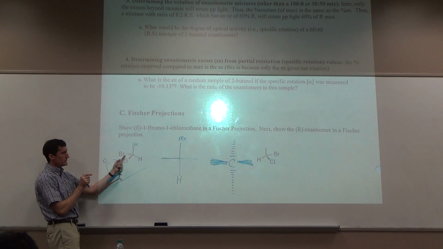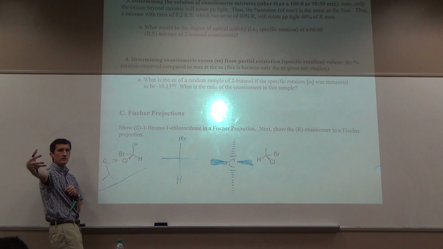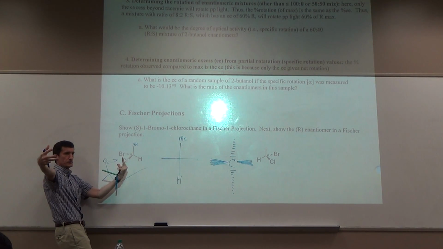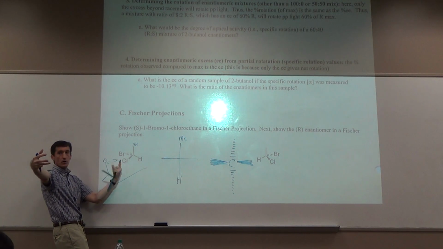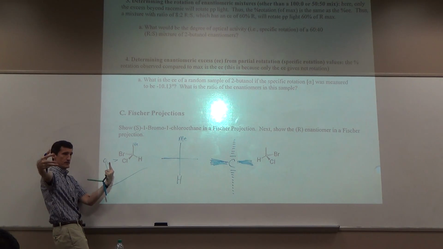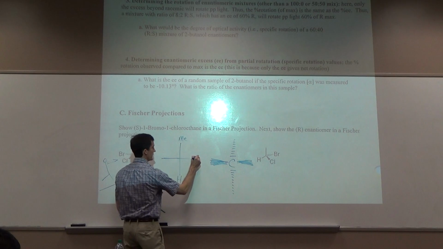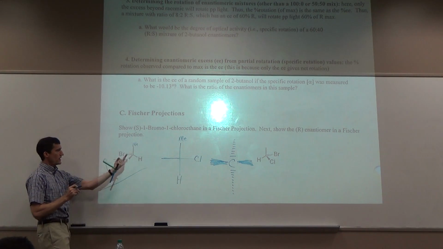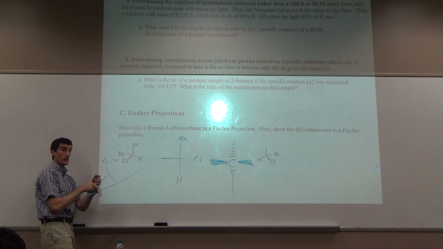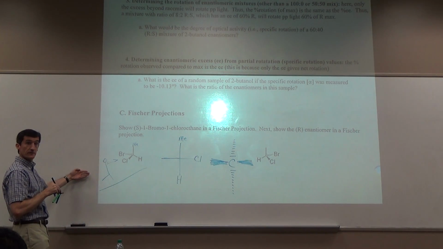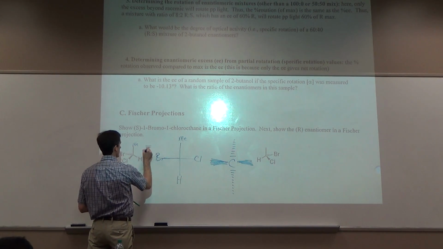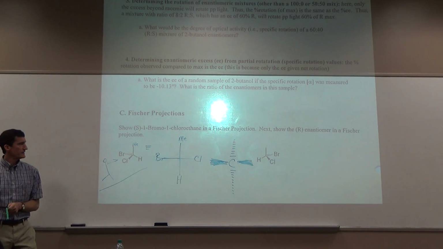Okay? On this carbon, something's coming towards you guys. Chlorine. And if I'm over here looking at the carbon, what's coming towards you guys? Chlorine. So that's on my right. Now here's the carbon. What's going behind the board, which, if I'm over here, is on my left? Bromine. Okay? So there's that compound in a Fischer projection.